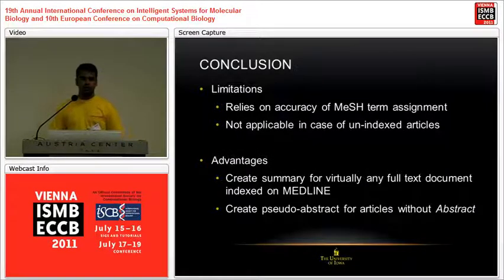Finally, I'd like to point out a couple of limitations and advantages of our system. First of all, one limitation is that our system depends heavily on the accuracy of the MESH term assignment by the annotators at the NLM. So you can see that if that assignment is wrong, then the system can act in a different way. And also it's not applicable in the case of unindexed articles or some articles which have been recently added to MEDLINE and have not yet been assigned the MESH terms by the annotators.